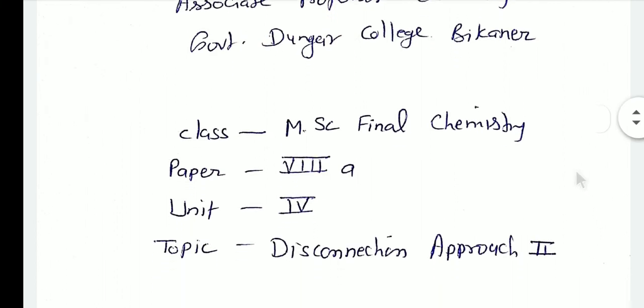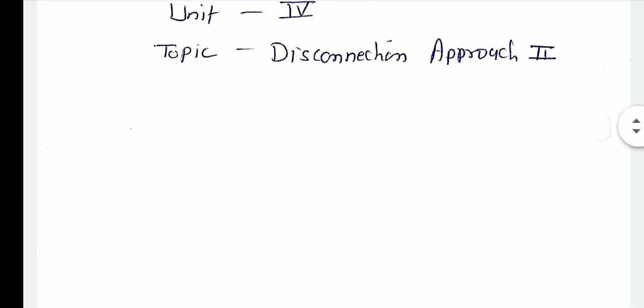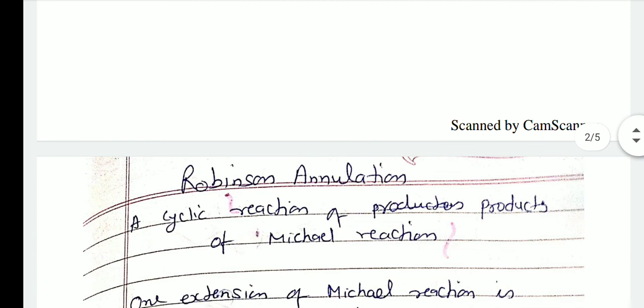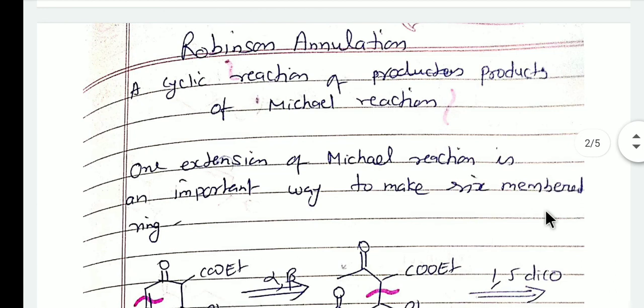Today, I shall discuss the disconnection approach. In this topic, I shall discuss the Robinson annulation. It is a cyclization reaction of the products of the Michael reaction. This Robinson annulation is an extension of the Michael reaction and an important way to make a six-membered ring.